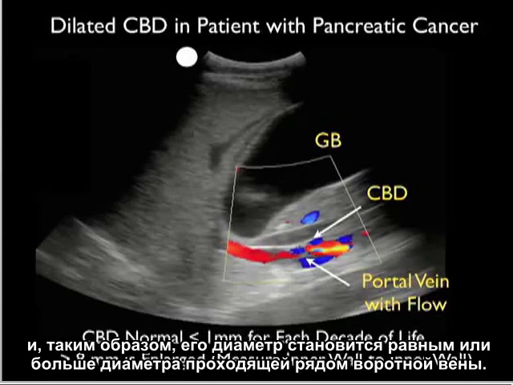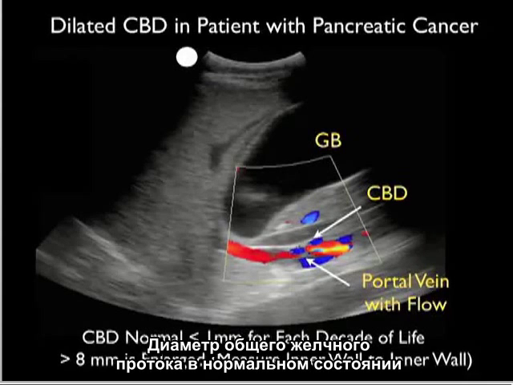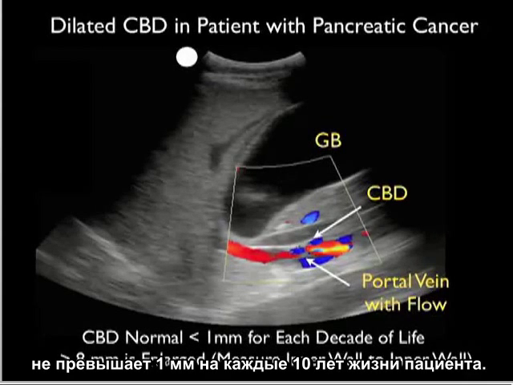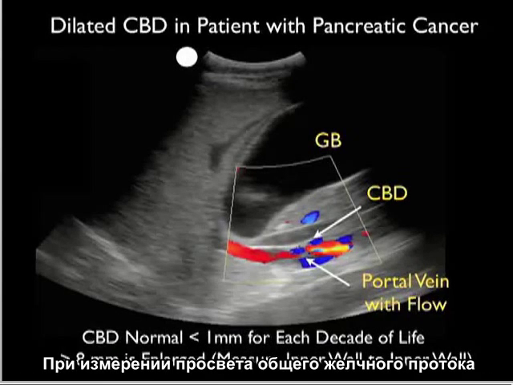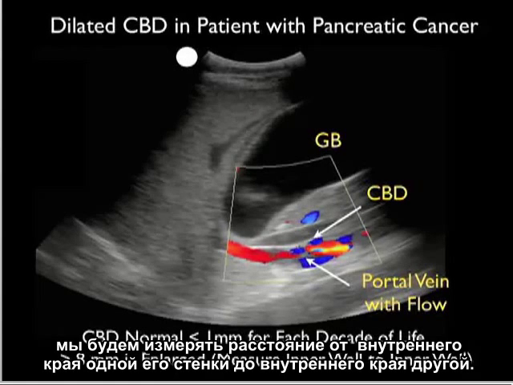As the common bile duct enlarges with obstruction, it will become as large or larger than the accompanying portal vein. Normal dimensions for the common bile duct is that it should be no larger than 1 millimeter for each decade of the patient's life. A common bile duct that measures across in diameter greater than 8 millimeters is universally enlarged. And when we measure the common bile duct, we're going to measure from inner wall to inner wall across the lumen of the common bile duct.